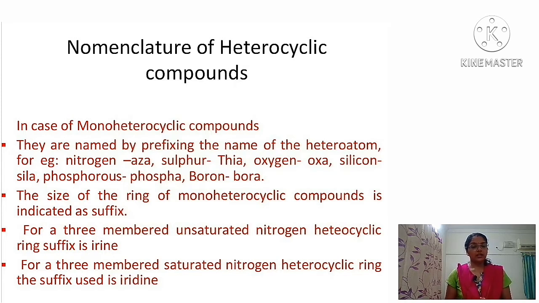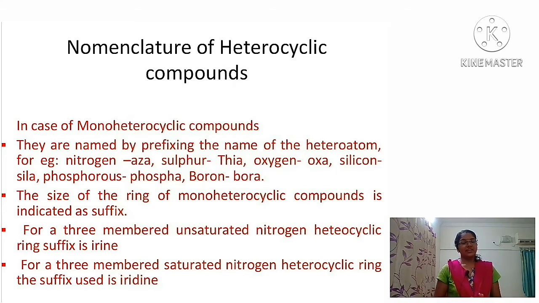If the heteroatom is oxygen, it is prefixed as oxa. If it is sulfur, it is prefixed as thia. If it is phosphorus, it is prefixed as phospha. Silicon is sila and boron is bora.